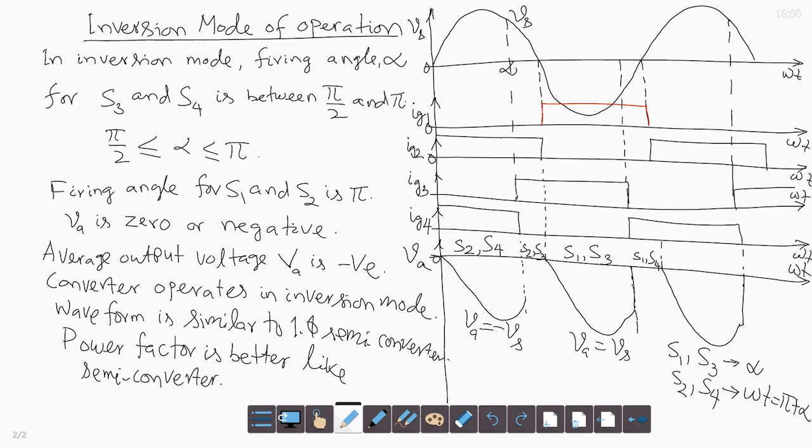Also, this scheme can improve the power factor of 3-phase full converter, but it is not recommended for 3-phase converter because of 3 disadvantages. First is even harmonic currents are present in the supply line current. Third harmonic ripple is present in the output. There is a danger of commutation failure. So due to these disadvantages, they are not preferred for 3-phase full converter, though they can give improved power factor.